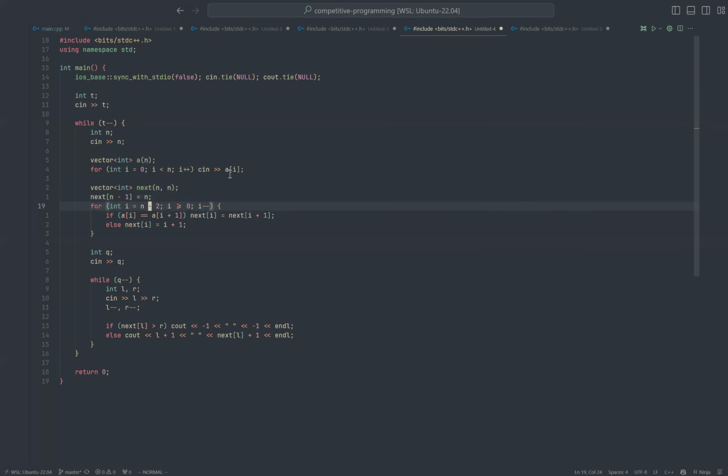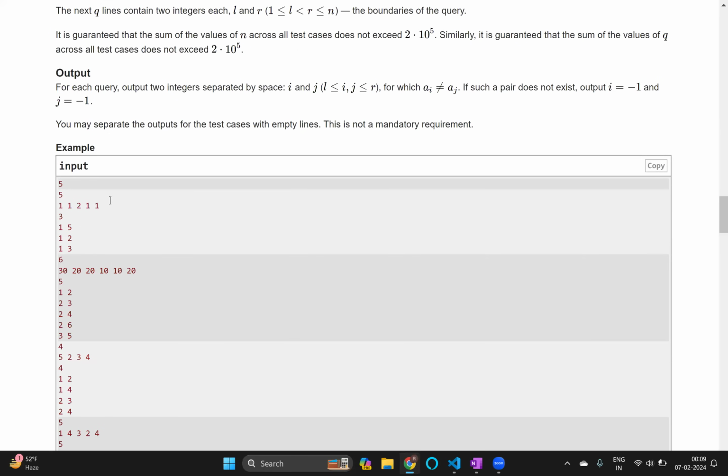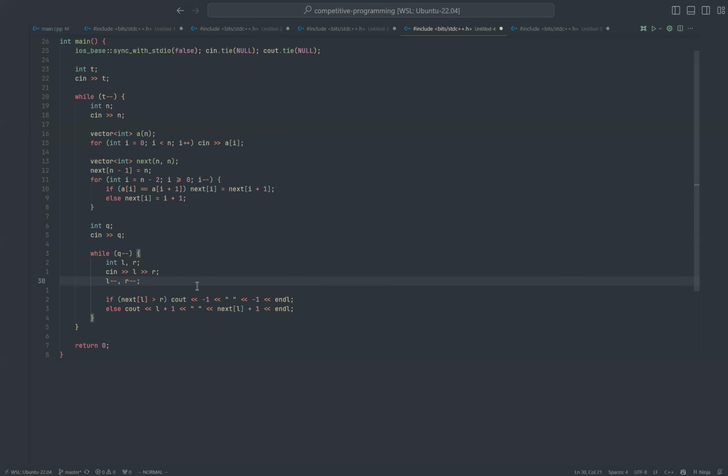And here I'm running a for loop from right to left, where for every element I have two conditions, which we discussed in the logic part. If the elements are equal, in that case next of I is equal to next of I plus 1. Otherwise, next of I is equal to I plus 1. Then I'm taking the queries, and for every query I have L and R, the left and the right part. Since I'm using zero-based indexing, I'm converting L and R to zero-based indexing by subtracting 1 here, that is L minus minus and R minus minus.